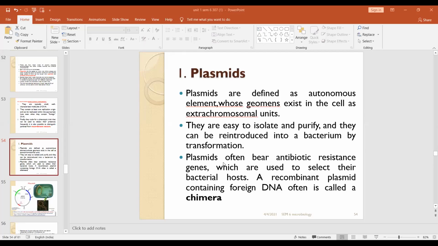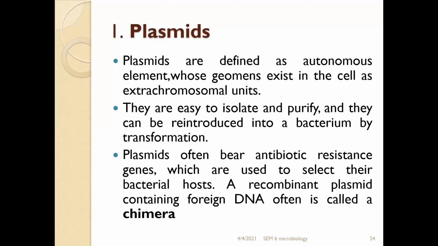So now, after knowing about the selection of plasmids or a vector, we'll see one by one which are the vectors which we can use for gene cloning. One of them is plasmid. I have already shared one video with you. We'll see briefly about these plasmids.